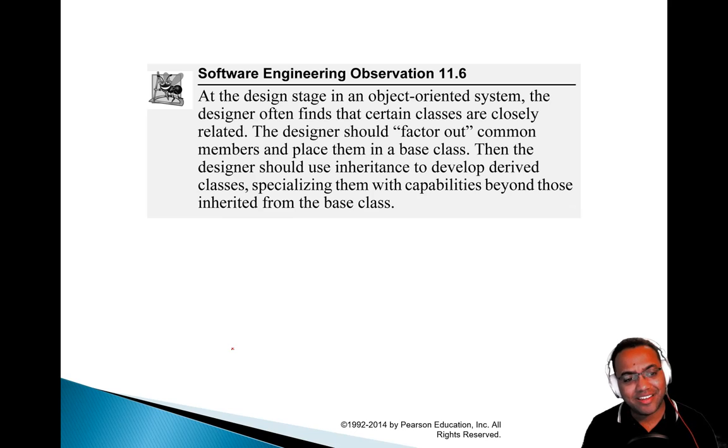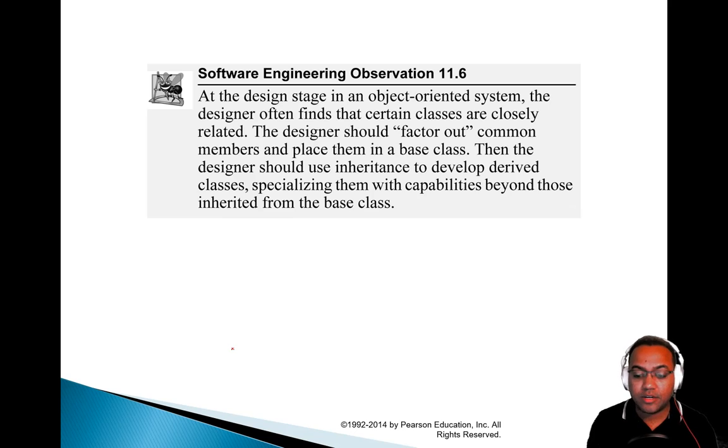At the design stage in an object-oriented system, the designer often finds that certain classes are closely related. The designer should factor out common methods or common members and place them in a base class. Then the designer should use inheritance to develop derived classes, specializing them with capabilities beyond those inherited from the base class. And this is what we do all the time.